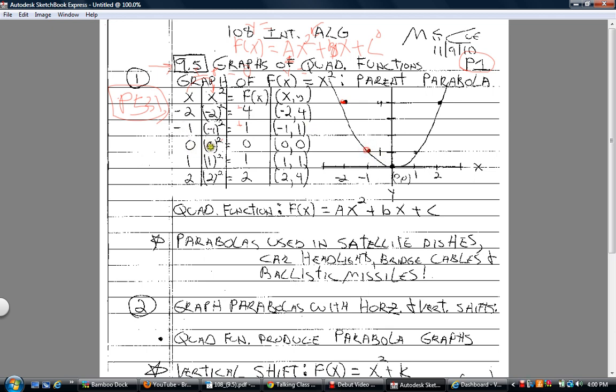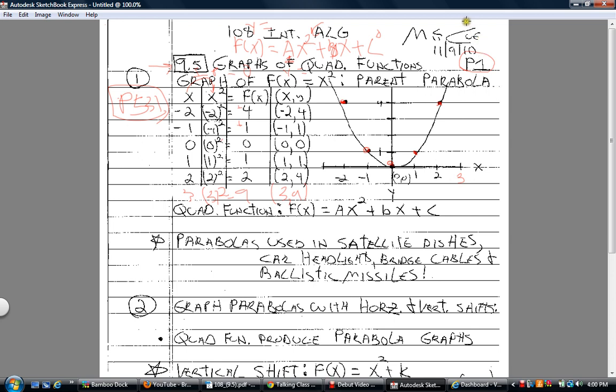Look what happens when you put 0. Remember that when 0 is squared, the output is 0. So you've got the origin there at 0, 0, and 1 squared is 1, so 1, 1, and finally 2 squared is 4, so 2, 4. And if I would do 3, I would have what? 3 input, 3 squared equals 9. That ordered pair is 3, 9.